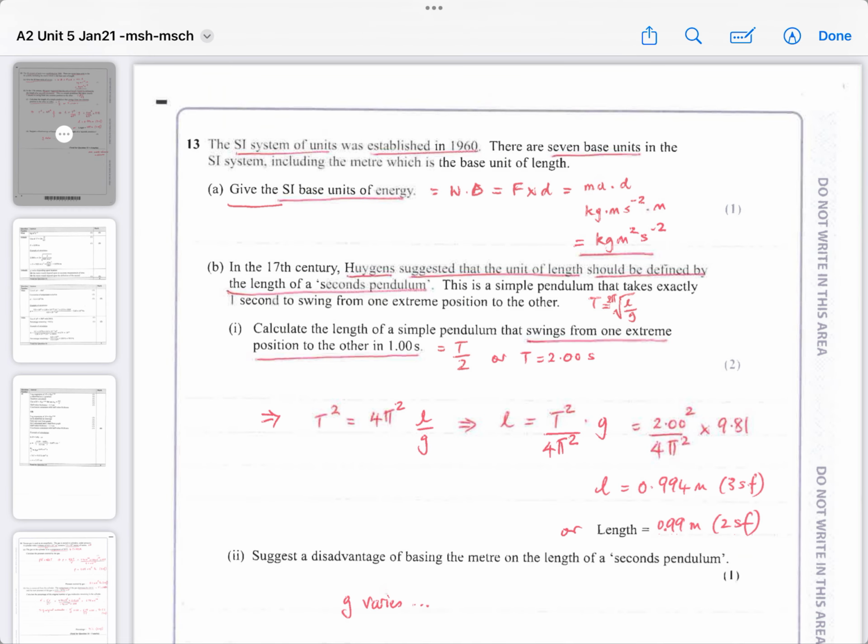Okay, this is part 2 of the January 2021 International A-Level Physics Unit 5 paper. I went through the first part, questions 1 to 12, in an earlier video, which you can find in the same playlist along with other exam papers from 2021 and 2022.